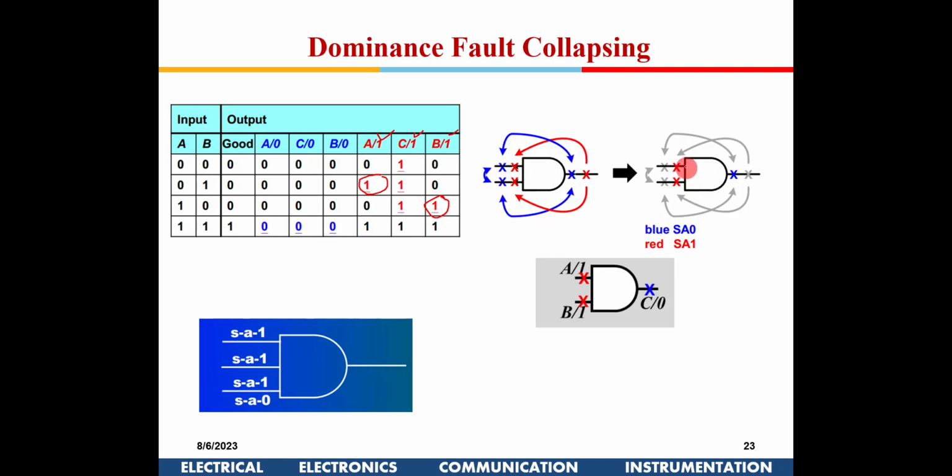Okay, so finally, is this a good option? I keep 2 stuck at 1 here and 1 here, and 1 stuck at 0 at the output. Is this a good option? Yes, sir, for an AND gate.